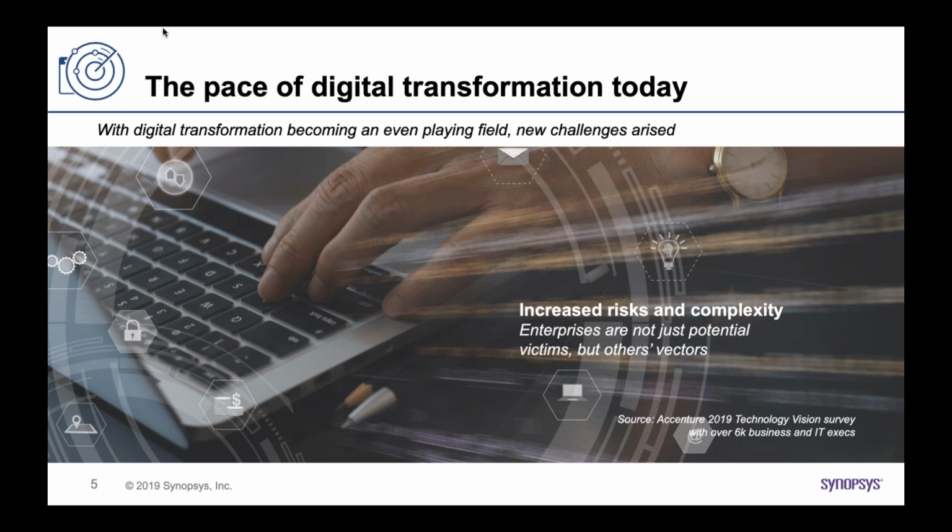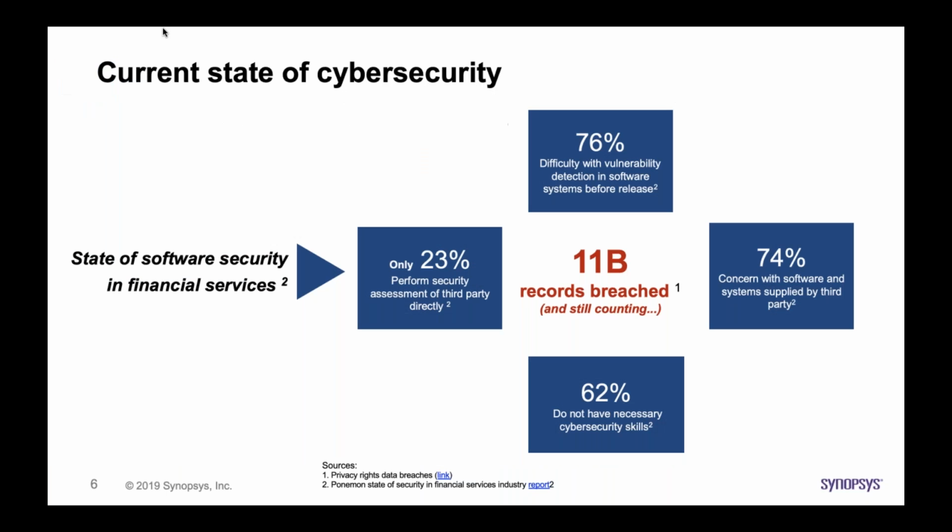There is definitely a heightened awareness and realization that enterprises who are not properly securing their apps are not just potential victims themselves, but they can also be someone else's vector as well. This is why every day we see companies making security headlines, either from their own flaws or through their digital ecosystem partners. Since 2005, over 11 billion records have been breached in the US. This was from the number of data breaches reported to privacyrights.org, and this number has been climbing rapidly in the last few years.